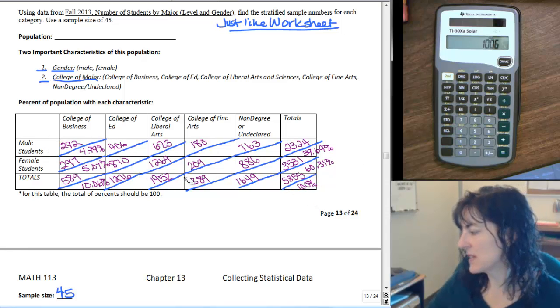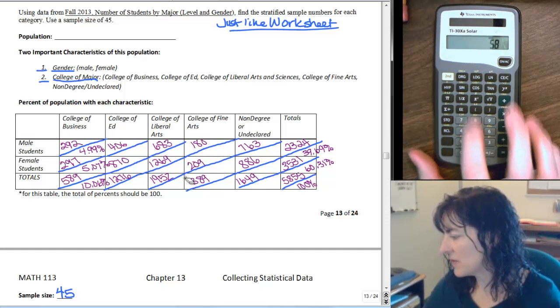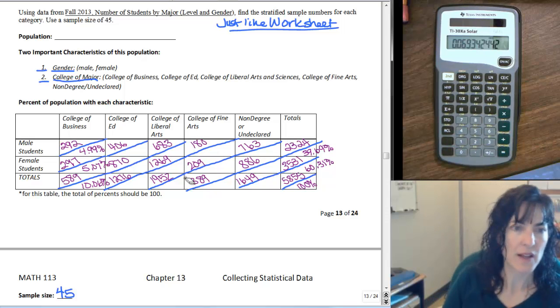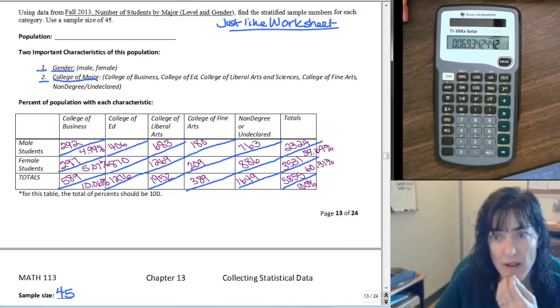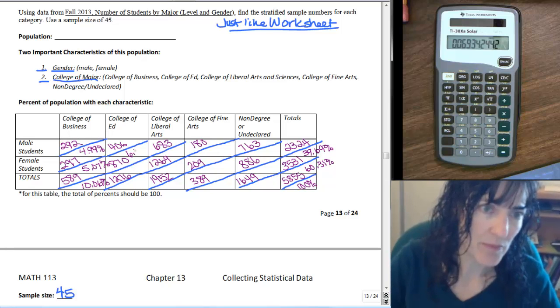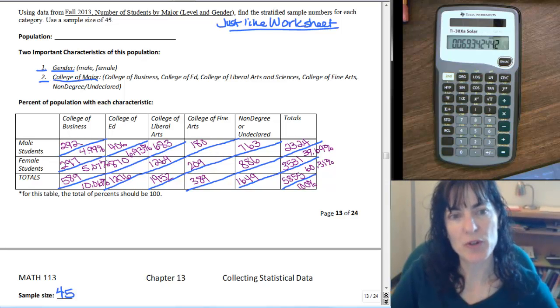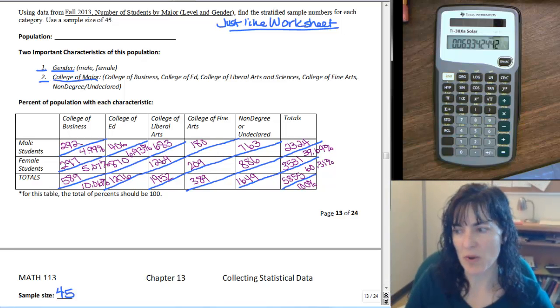So 406 divided by 5855, and for that I'm getting 6.93%. And then you continue on figuring out the percent. So the next one will be 870 divided by 5855, the next one 1276 divided by 5855, and so on.